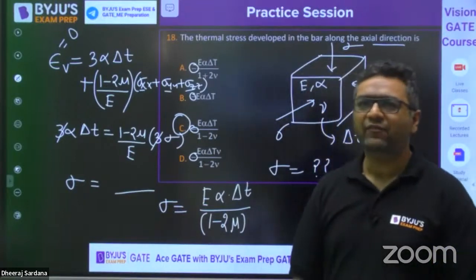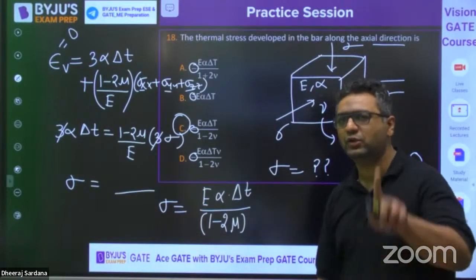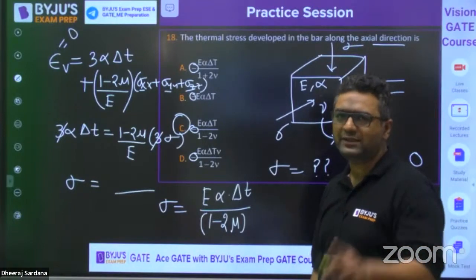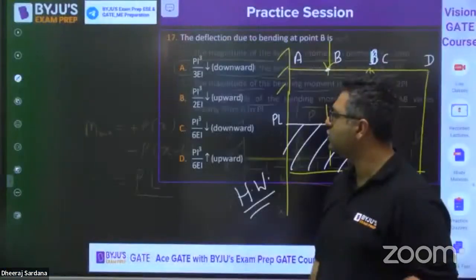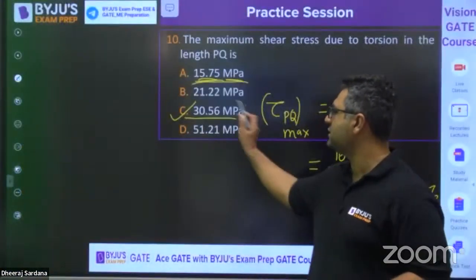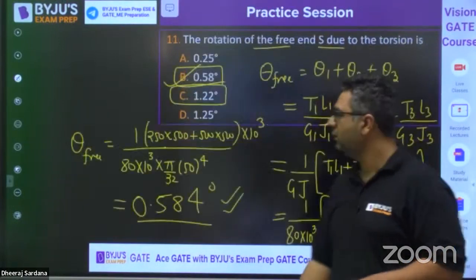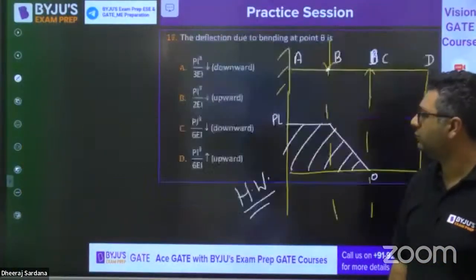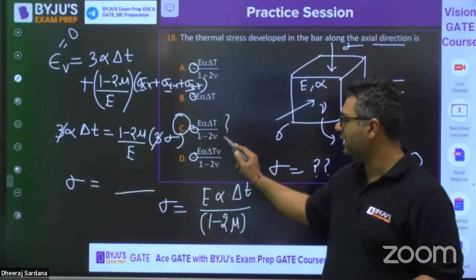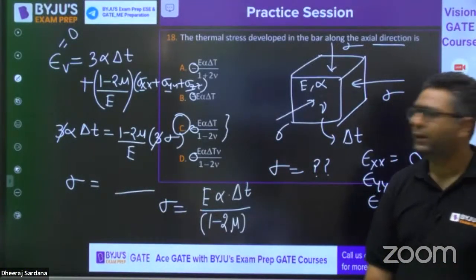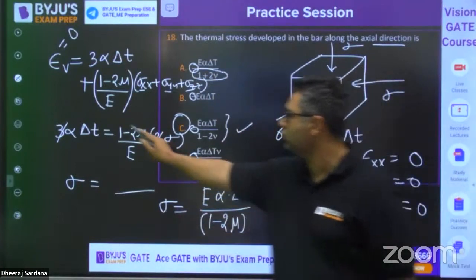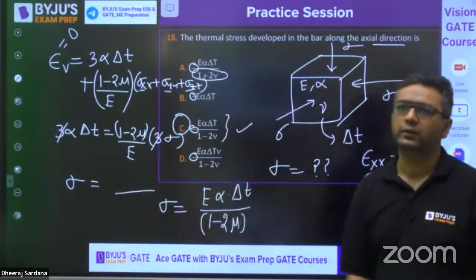So Srishti, I feel I have told you the answer; what you were saying for the torsion question was correct. Okay, have you noticed I told that? I am once again showing you that calculation, you have done it correctly. The answer is 30.56 ampere. But here the answer is E alpha delta T by 1 minus 2 mu. Here the answer will be C. It is not 1 plus 2 mu, no? It is 1 minus 2 mu. Got it?